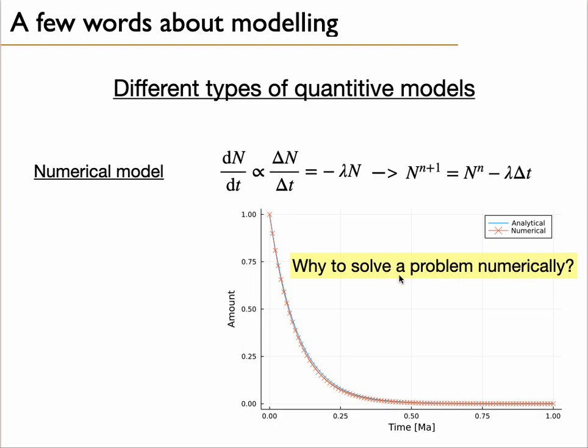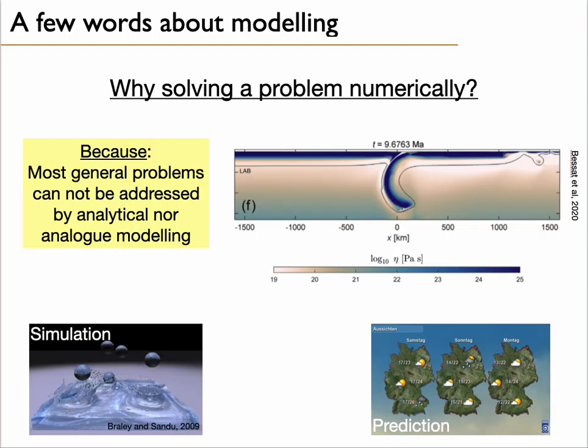Why do we want to solve a problem numerically if we can do it analytically? There is no reason. But in many cases, we cannot do it analytically. If you look at a subduction system, or the weather forecast, or a simulation of water droplets, these problems are far too complex to be handled analytically and to be solved exactly with a mathematical method. So we need to apply a numerical solution of the underlying physical equations.